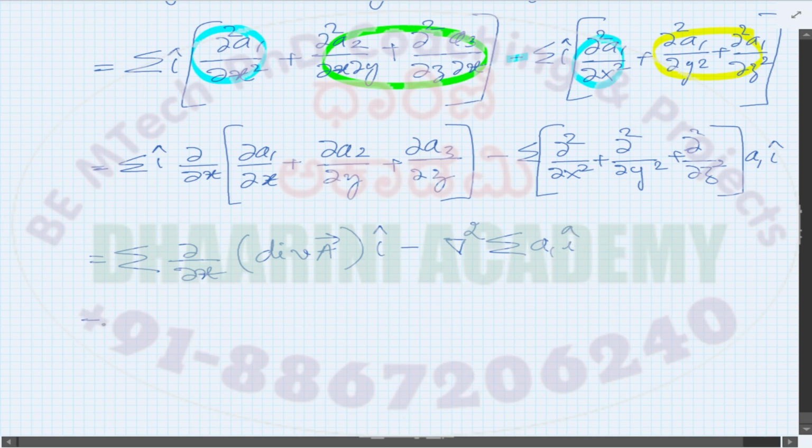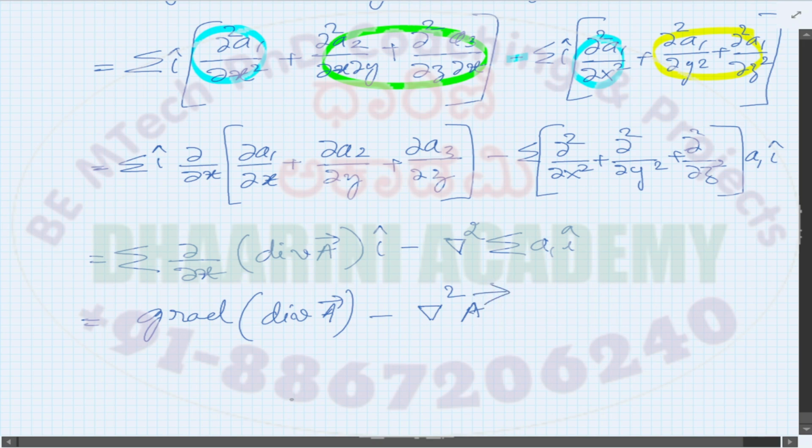This is nothing but, I'll first write in words, this is gradient of divergence of vector A minus this is del square of vector A.